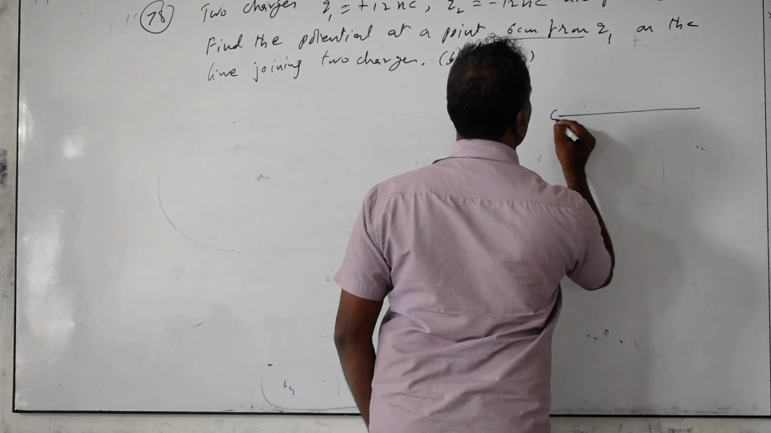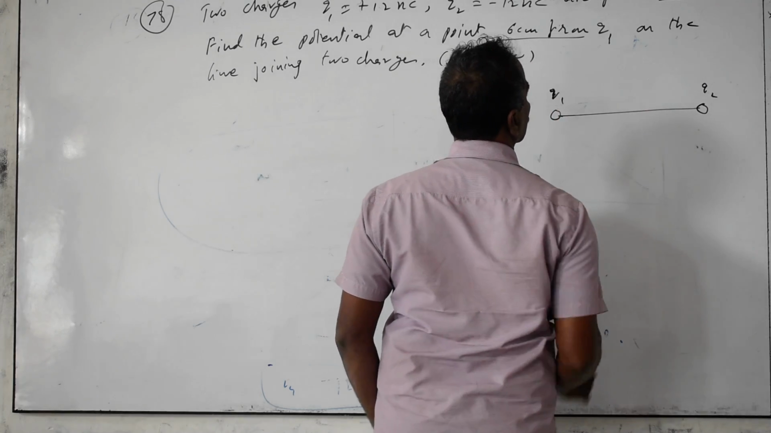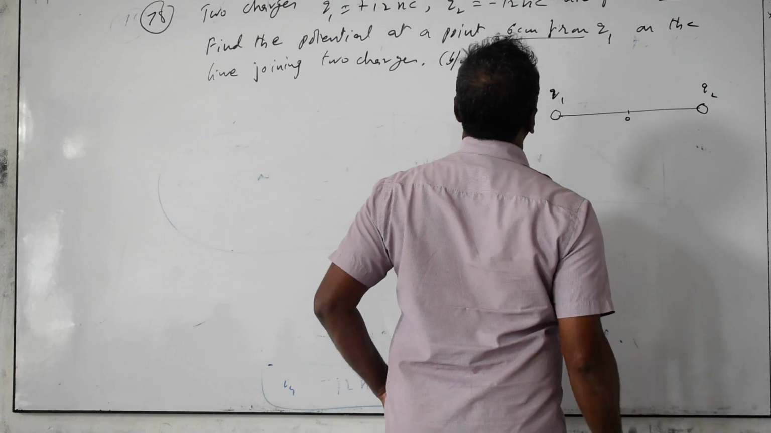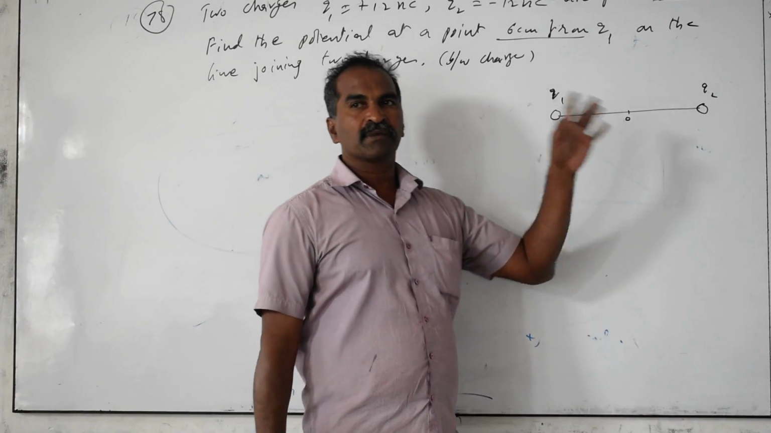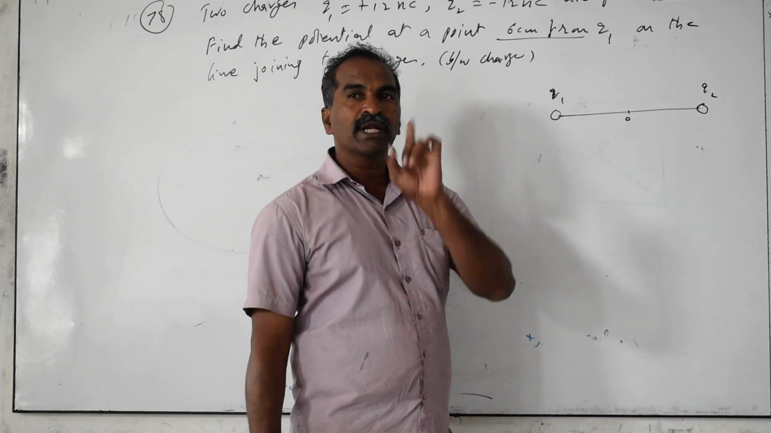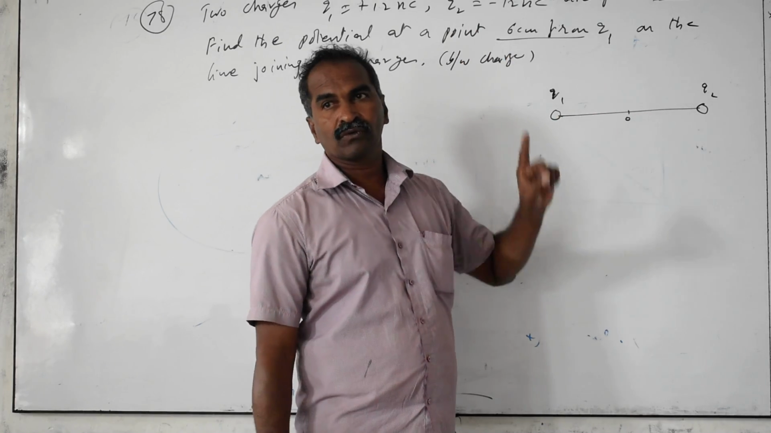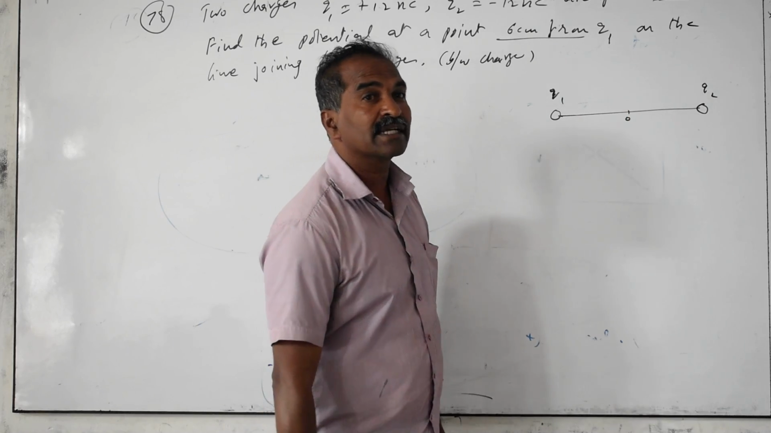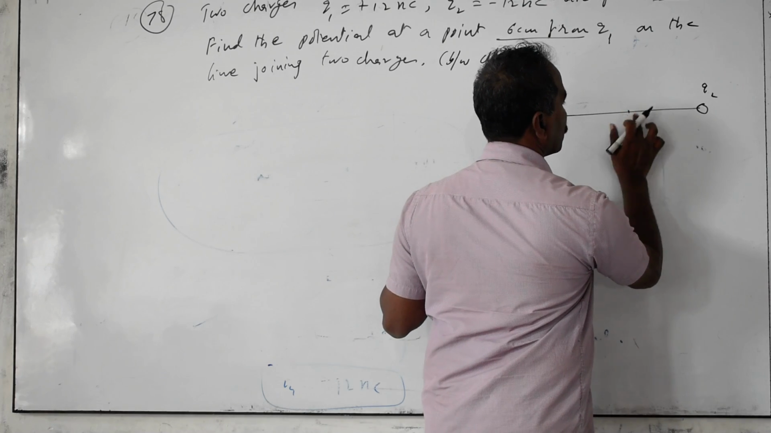I am taking here Q1, and this is Q2, equal and unlike charges forming a dipole. The center is 0. The total separation is 10 centimeters, which means 5 centimeters and 5 centimeters. Remember, the potential at the middle point of equal and unlike charges is always 0. For a dipole, the potential at the center point is always 0. But you are not asked about the center point. You are asked at 6 centimeters, so this is not the center point.